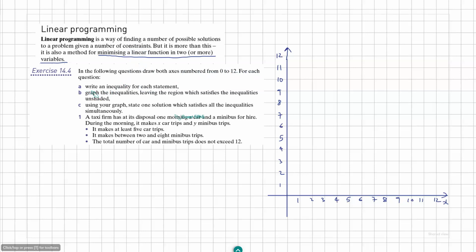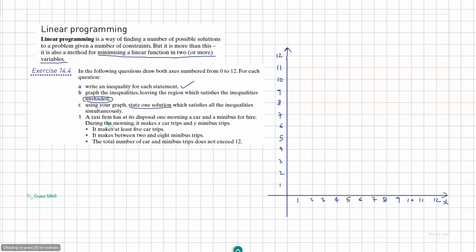For each question, write an inequality for each statement. Graph the inequalities, leaving the region which satisfies the inequalities unshaded. Using your graph, state one solution which satisfies all the inequalities simultaneously.